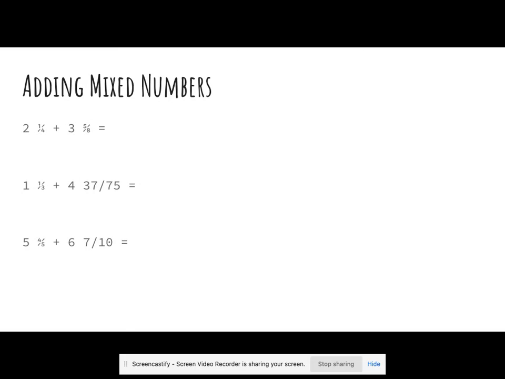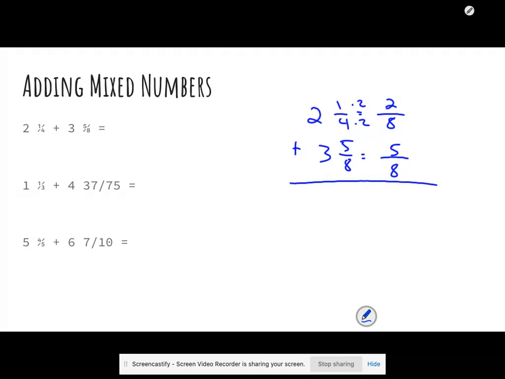So if we get into writing our problems vertically, I'm going to do 2 1/4 plus 3 5/8. Find my common denominator of 8. So that means 5 is going to stay the same, times by 2. So I'm going to have 7/8 as my fraction, adding my whole numbers together. 5 7/8 is my final answer.